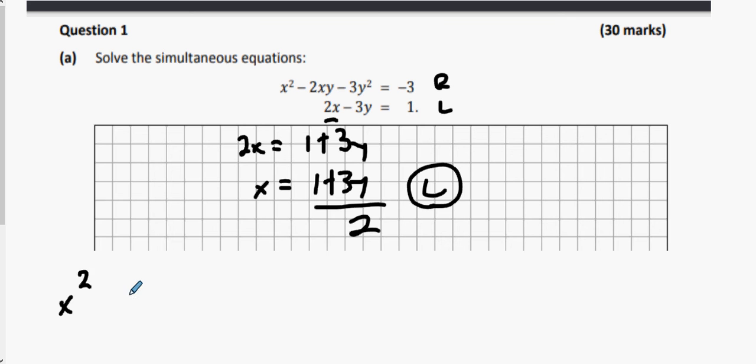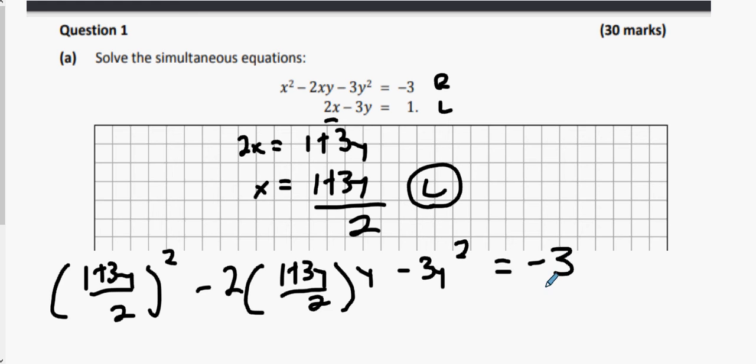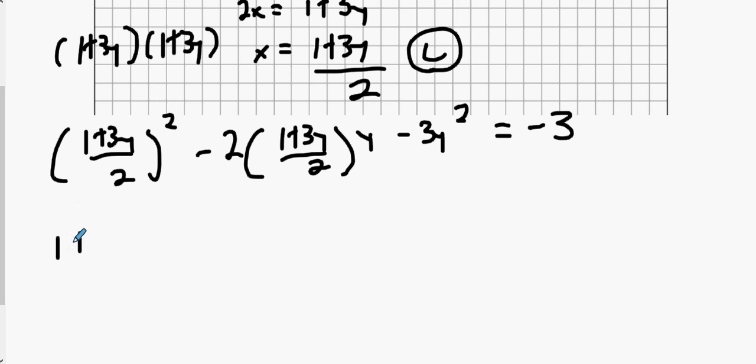So we're not going to get x squared, we're going to get (1 plus 3y over 2) squared, minus 2 times (1 plus 3y over 2) times y, minus 3y squared equals minus 3. Okay, and what happens when we multiply this out? It's going to be 1 plus 3y multiplied by another 1 plus 3y, and when you multiply that out you'll get 1 plus 6y plus 9y squared. Remember to square at the bottom as well, because there's 2 2's on the bottom, and that's going to give us a 4.